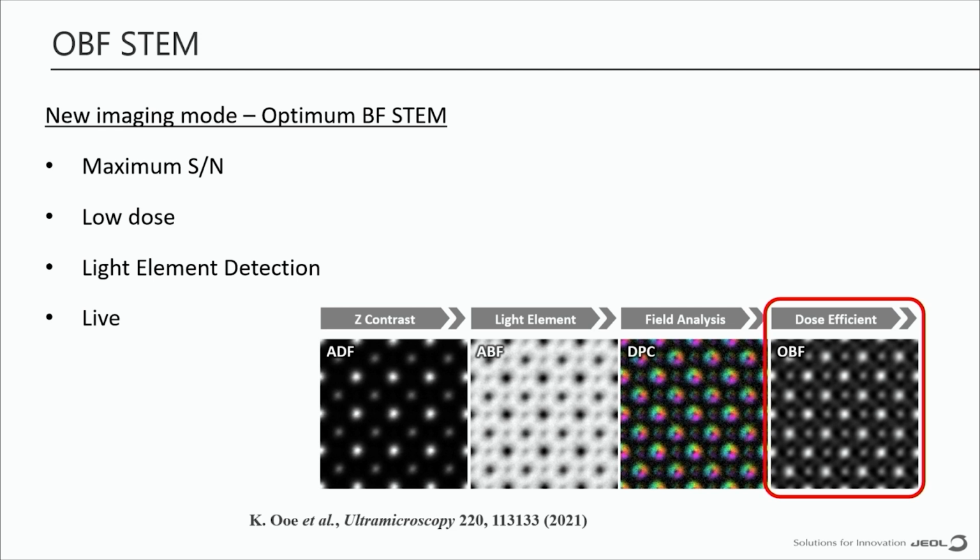One of the things we can do is what we call OBF STEM. It's optimum bright field STEM. What it does is it helps us maximize our signal to noise. It's very good for very low dose, so going back to what I was talking about, minimizing the dose on your sample. Light element detection, because you're maximizing the signal to noise again. And it's fast, it's live.